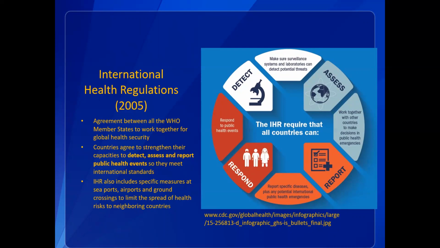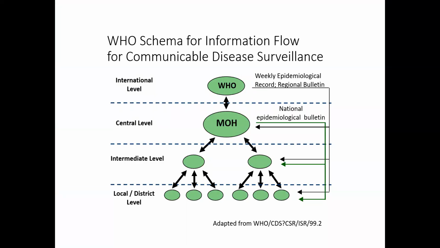So the whole issue is that surveillance can go to a higher level, where we are talking of relations between countries, as opposed to surveillance which happens at country level. If you look at the World Health Organization's recommended schema for flow of communication and surveillance, these are the various levels.